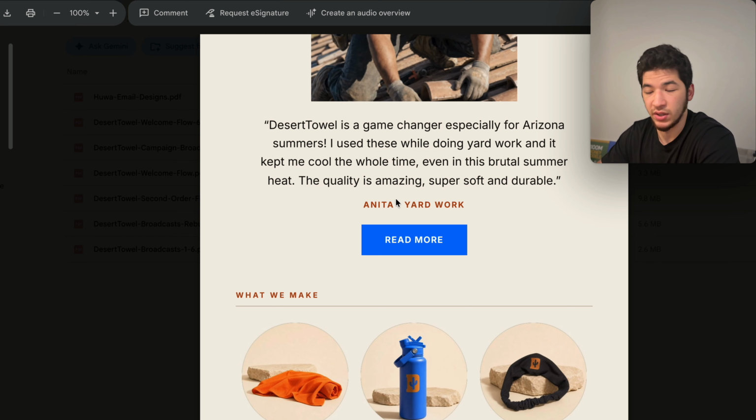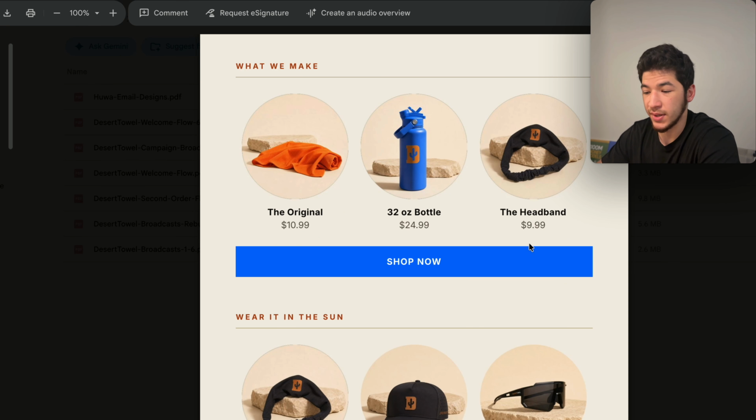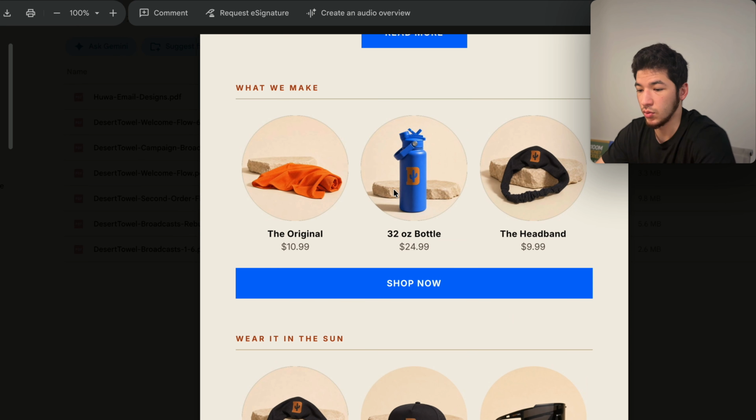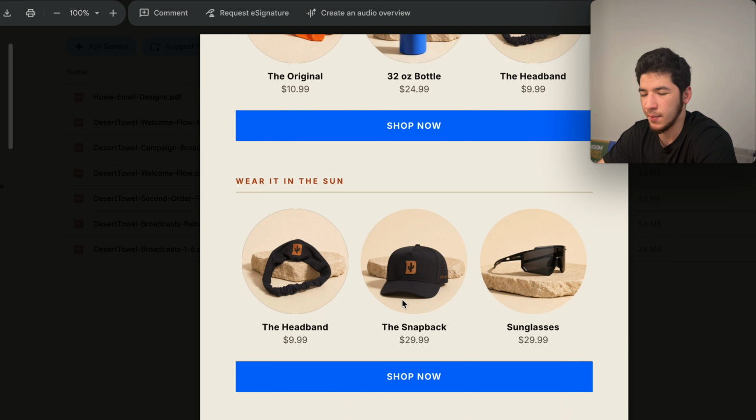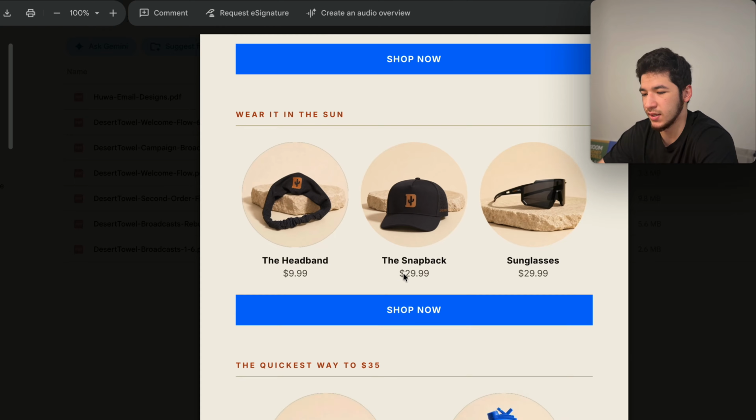There's someone who is leaving a review here. And then we show our best sellers right beneath. So what we made, wear this in the sun. I mean, this is an optional one. If you have something like that, that would be cool.